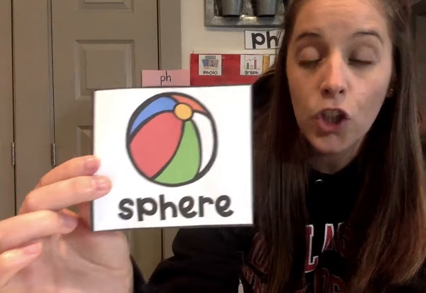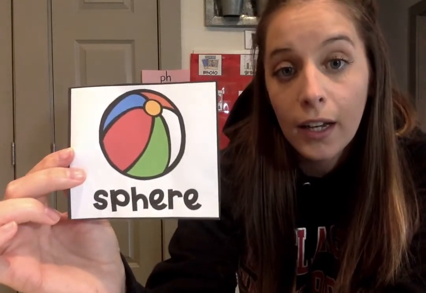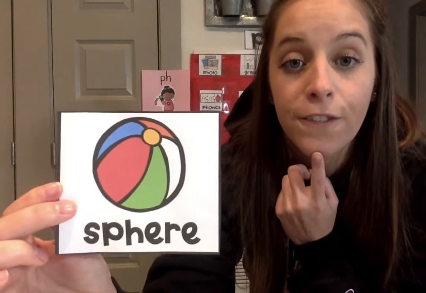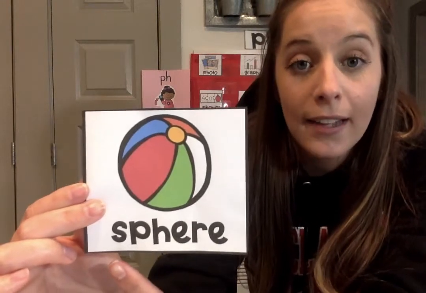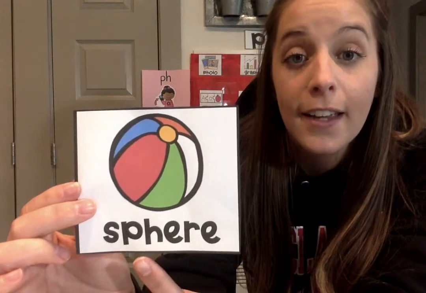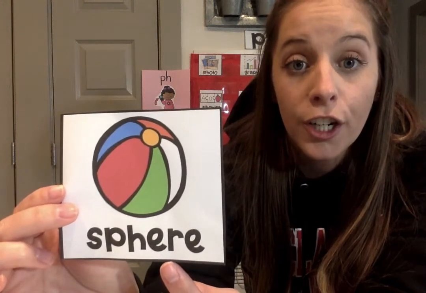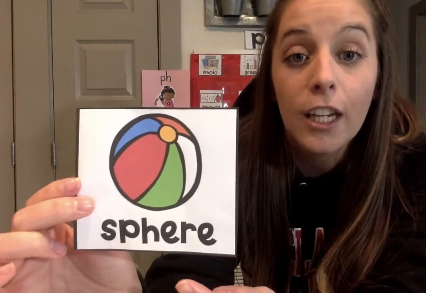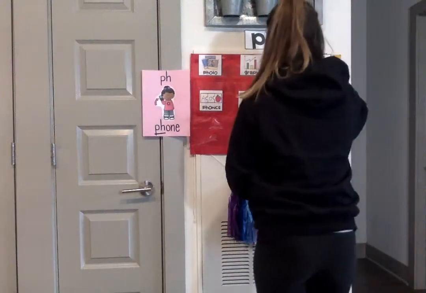Next, we have a picture of a ball, but a ball is round, and we can call it a sphere. Little tricky to say that one. Say it with me. Sphere. We know that S says S, PH says F, long E says E, R says r, and we have a silent E at the end. Blend that together. Sphere. Sphere.